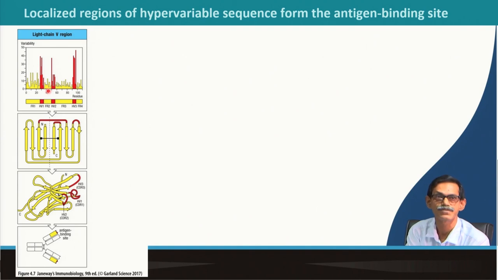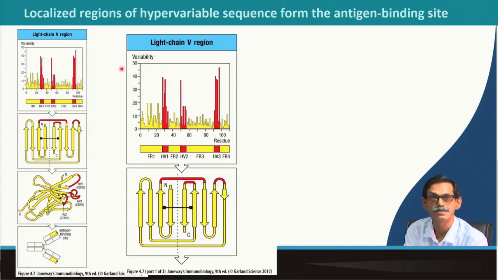This is the same figure, I will come in a little more detail. These are corresponding ones. I am showing you just the light chain region, and whatever I say is almost equally applicable for the heavy chain variable region also. This is the light chain variable region, the same picture we have seen in the last slide. The yellow corresponds to the beta sheets, and the three hypervariable regions HV1, HV2 and HV3 are three different loops. I am repeating again: these framework regions are mostly beta sheet structure, and the hypervariable regions are the loop structure.